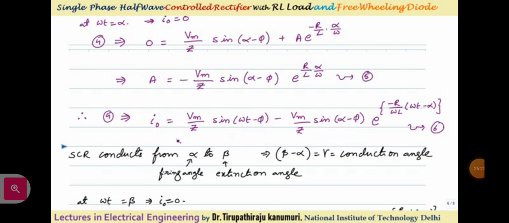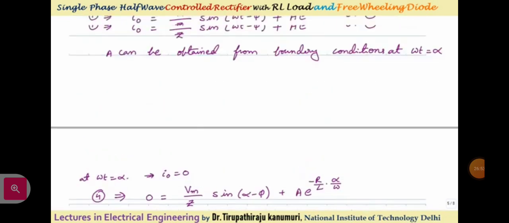That means one component is trying to follow the sinusoidal waveform, but another equation is there which is trying to suppress it. So that is given by V maximum by Z into sine of alpha minus phi e to the power of minus r by omega L into omega t minus alpha. So at the instant alpha is equal to 0, the I naught will be equal to 0. So what will happen if you plot the equation for this one here?